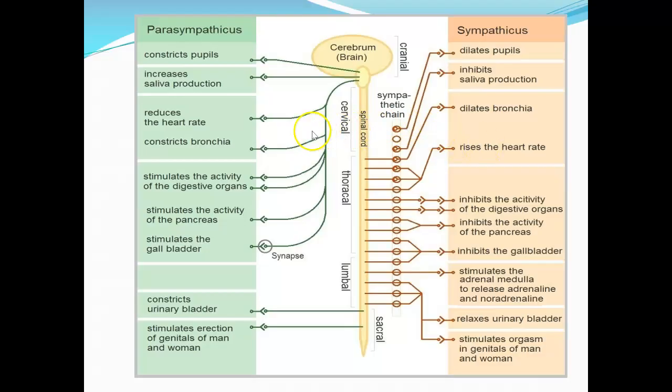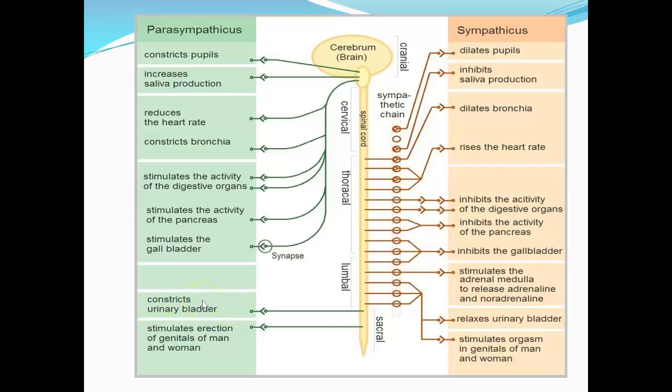When we consider the lungs, we need to know that parasympathetic nervous system causes constriction or bronchoconstriction, whereas the sympathetic nervous system causes bronchodilation. When we consider the urinary bladder, we should know that the sympathetic nervous system causes relaxation of the internal urethral sphincter, and parasympathetic nervous system causes constriction of the internal urethral sphincter.